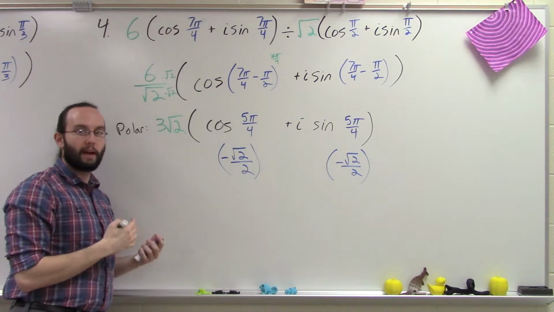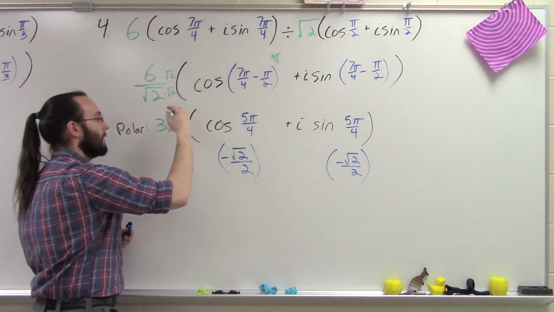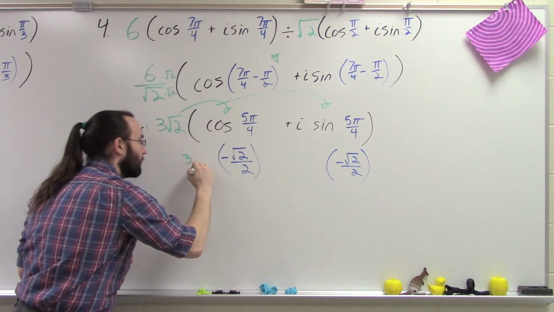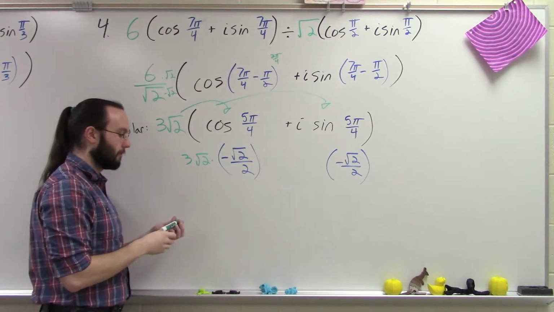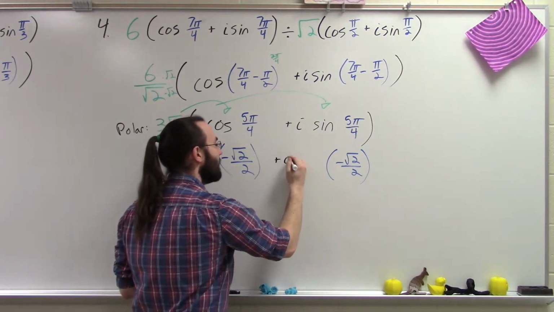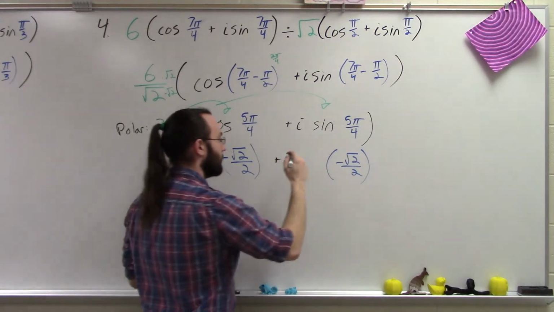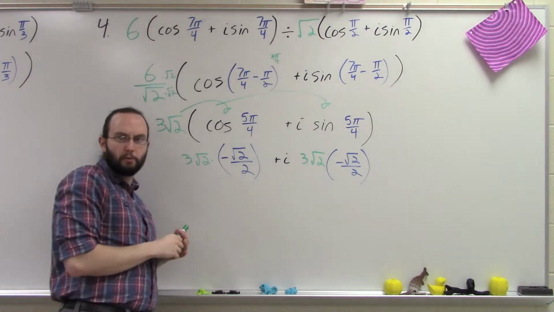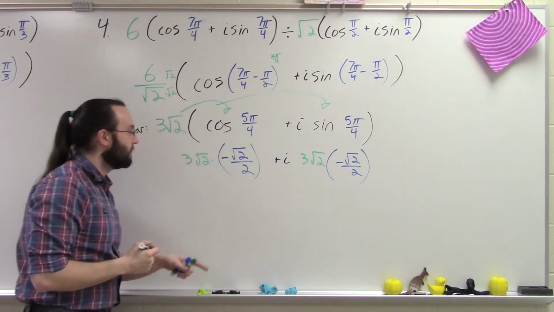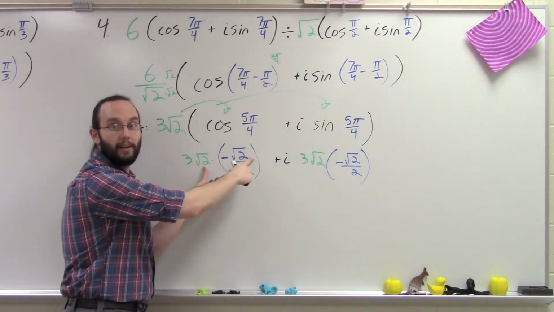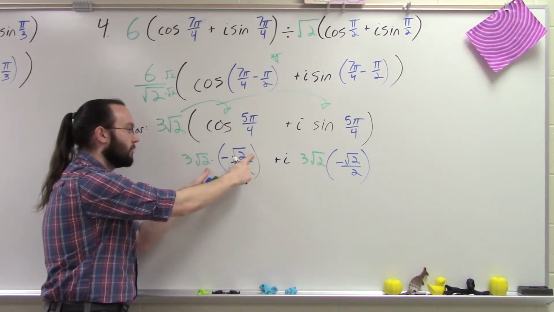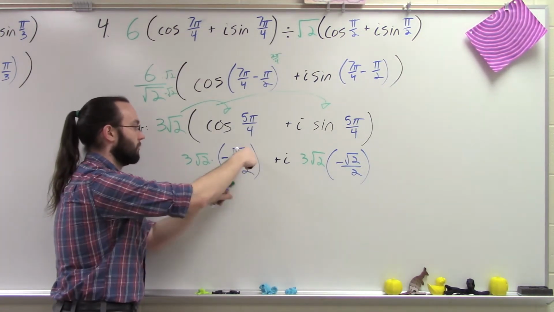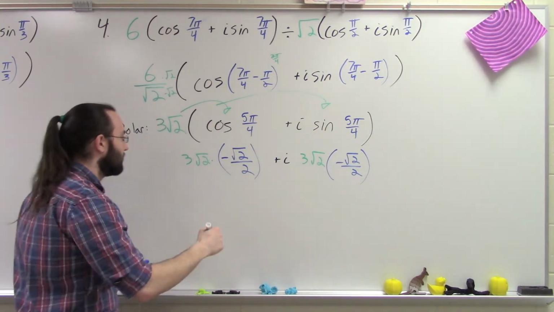So putting that with everything else that we need in order to get our rectangular form, keep in mind we do have a distributive property coming into play. So we have a 3 root 2 times that negative root 2 over 2. There's still an i and a 3 root 2 times the negative root 2 over 2 there. So this one's a bit uglier, but not something we can't handle. Square root of 2 times square root of 2 is just 2. So note we'll have a 2 in the numerator and a 2 in the denominator. Those will cancel. So root 2 times root 2 over 2, that's just 1. So we wind up with a negative 3.